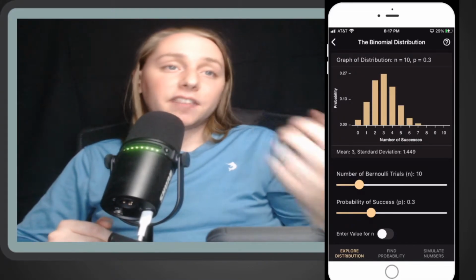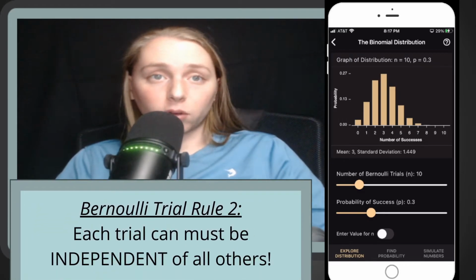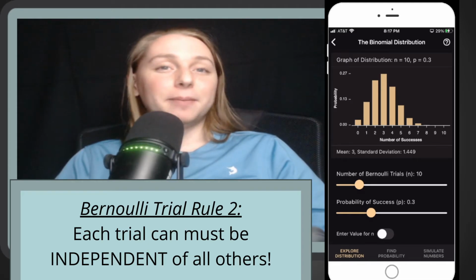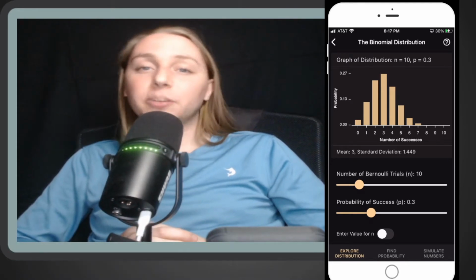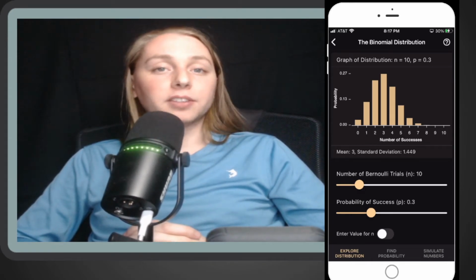The second key feature of Bernoulli trials is that each trial must be independent of one another. You cannot have coins hitting coins while you're flipping them, impacting each other, or anything like that. Or if I got a heads on my first coin flip, that's not allowed to have any impact on the coin flip of the second.